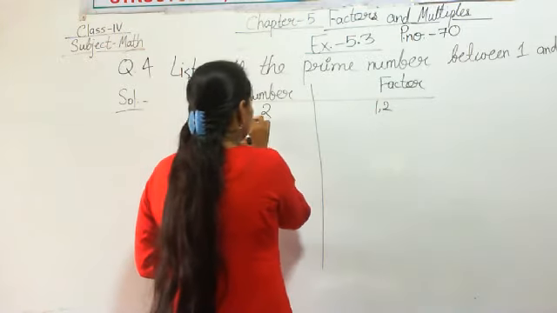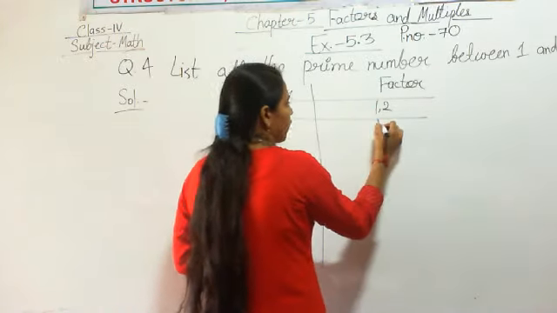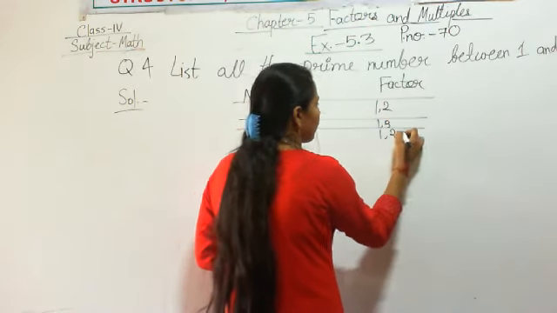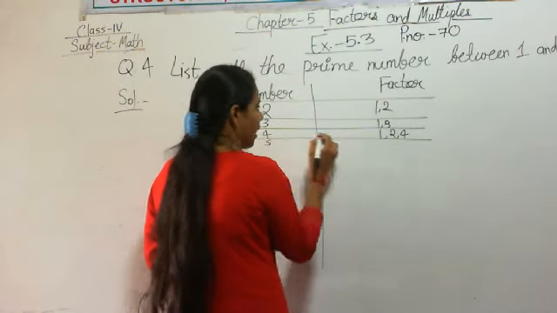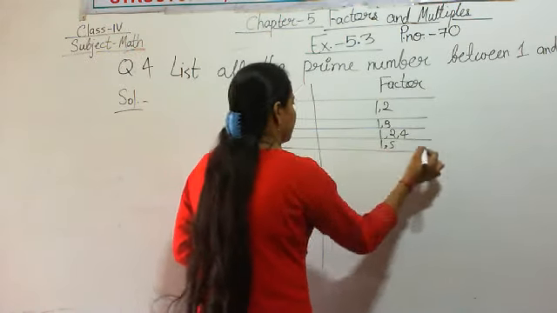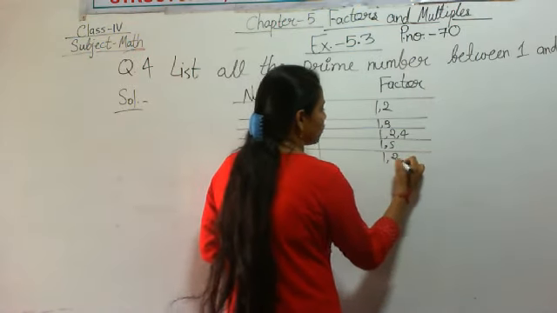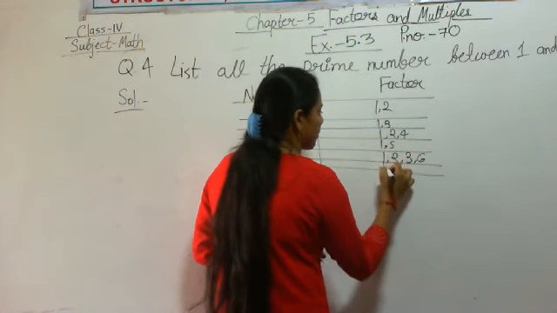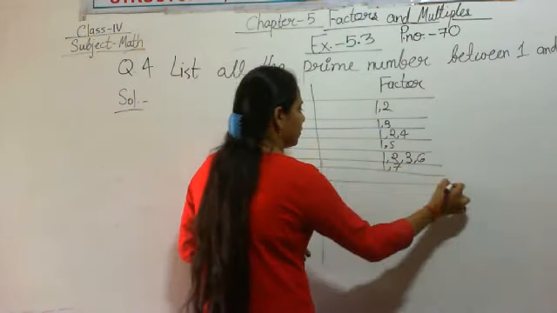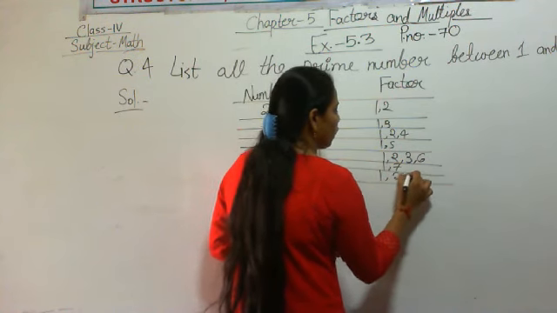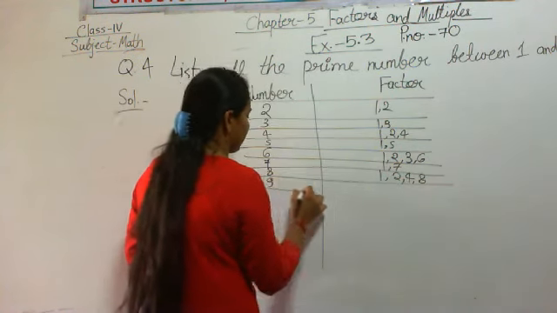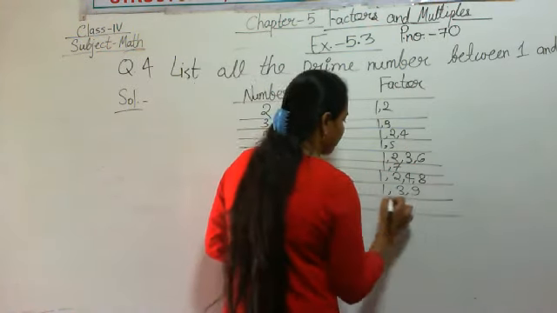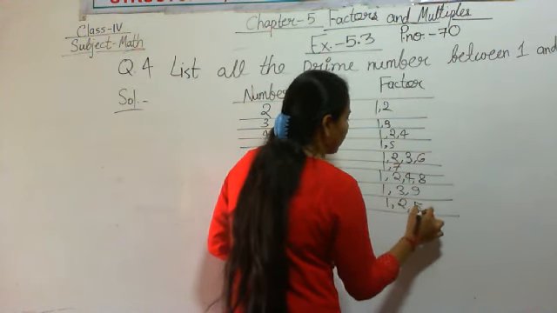Factors are 1 and 2. 3, 1 and 3. 4, factors are 1, 2 and 4. 5 factors are 1 and 5, 6 factors are 1, 2, 3 and 6. For number 7, factors are 1 and 7. For number 8, factors are 1, 2, 4 and 8. Number 9, factors are 1, 3 and 9. Number 10. Factors are 1, 2, 5 and 10.